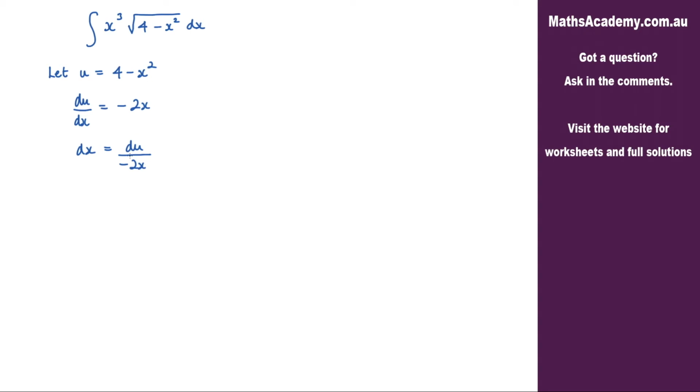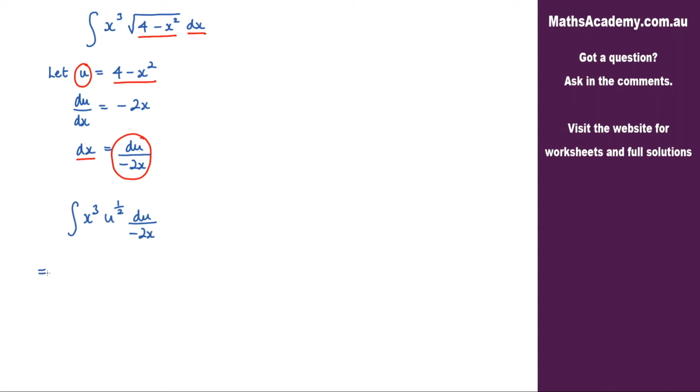So substituting these into the original integral, what I have is the integral of x cubed, and then we've got the 4 minus x squared, which is u, and the square root of u, I can write that as u to the power of a half. So u to the power of a half. The dx, well, dx is now du over negative 2x. So du over negative 2x.